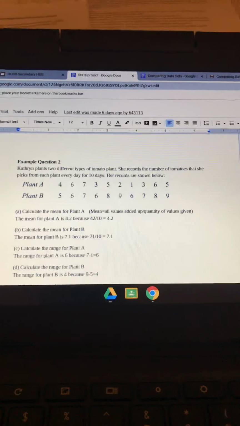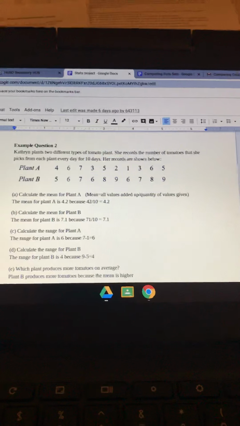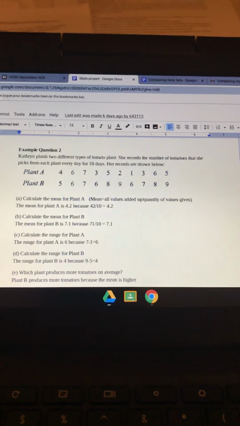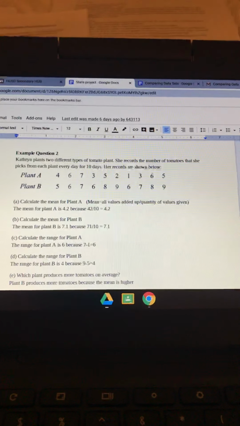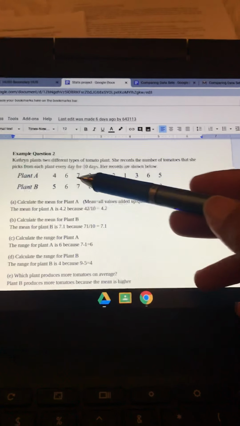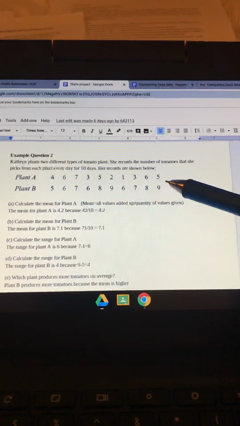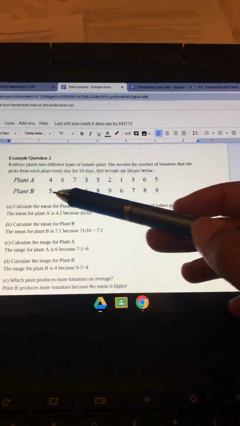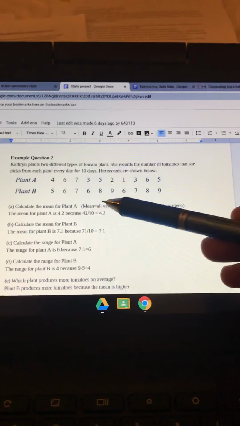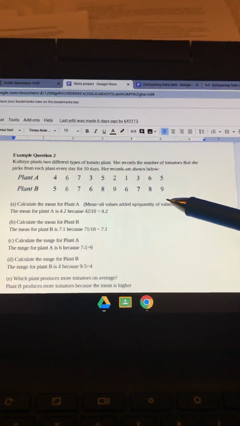Example 2 is Catherine plants 2 different types of tomato plants. She records the number of tomatoes that she picks from each plant every day for 10 days. Her records are shown below. So plant A includes 4, 6, 7, 3, 5, 2, 1, 3, 6, 5. Plant B is 5, 6, 7, 6, 8, 9, 6, 7, 8, and 9.